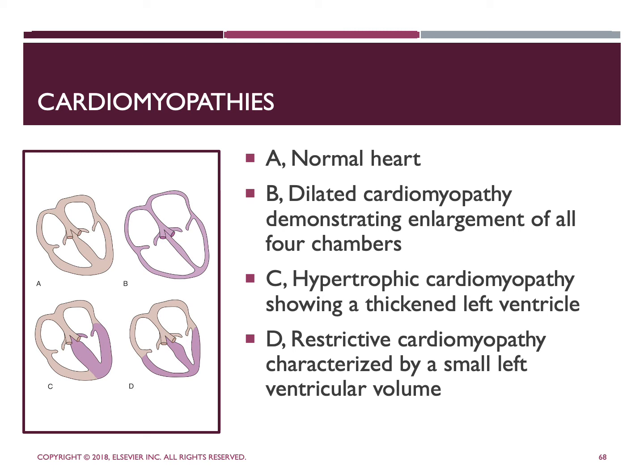So what you're going to see here is in B, the dilated cardiomyopathy, we're seeing an enlargement of all four chambers. Whereas when we move to the hypertrophic cardiomyopathy, we're showing a thickened left ventricle specifically. So you can see in the letter C figure here that the left ventricle is thickened. As we move to D in the restrictive cardiomyopathy, what we're seeing is a small left ventricular volume.